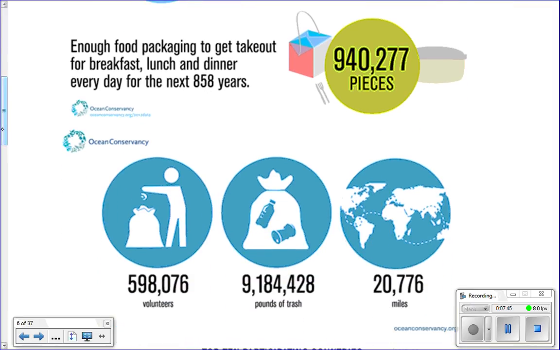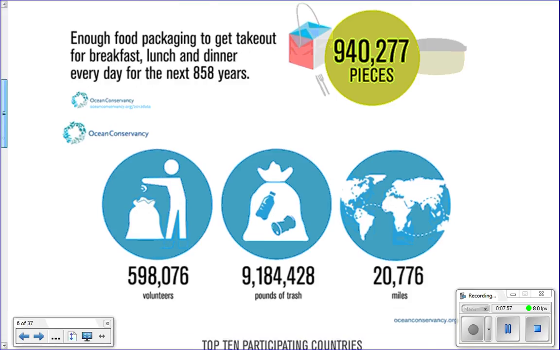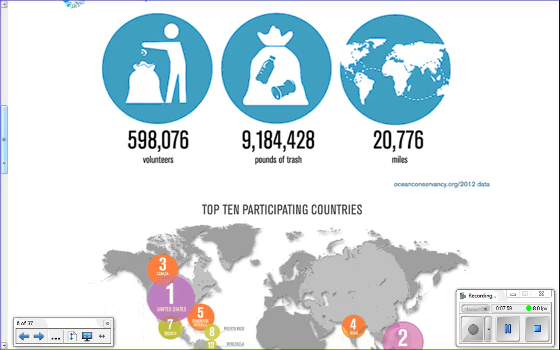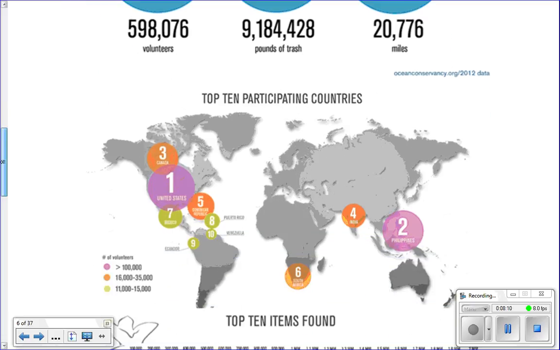Here's also crazy. They found enough food packaging for you to get takeout for breakfast, lunch, and dinner for the next 858 years. That's how much food packaging they found on the beach. Here's how many pounds of trash the volunteers found in 2011: 9.1 million pounds of trash, over nearly 21,000 miles.